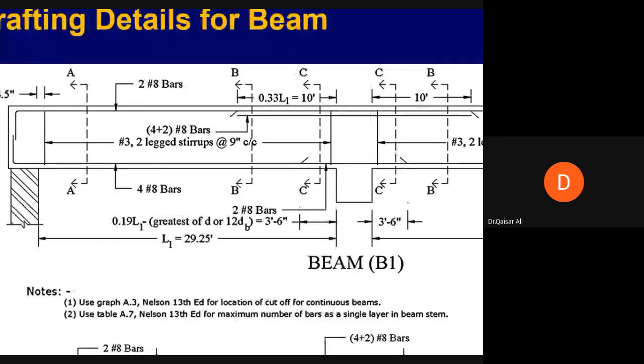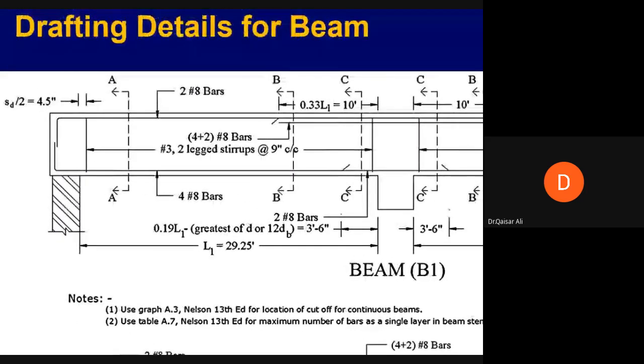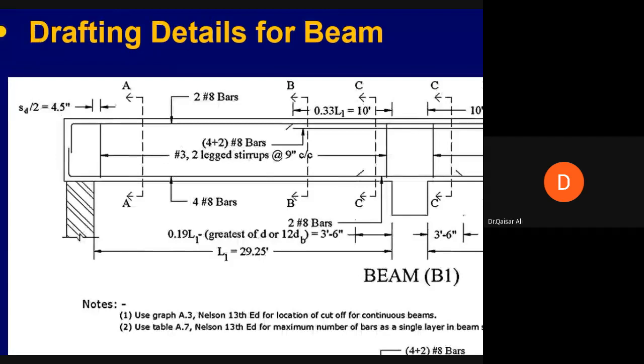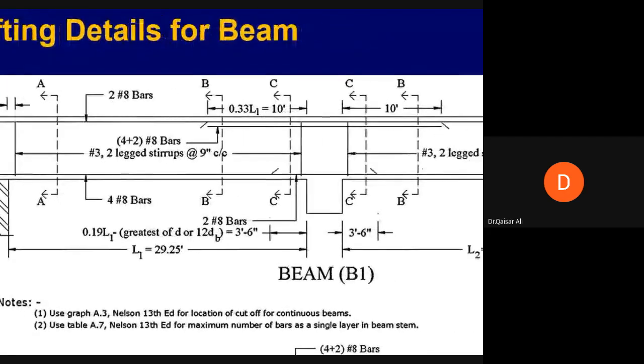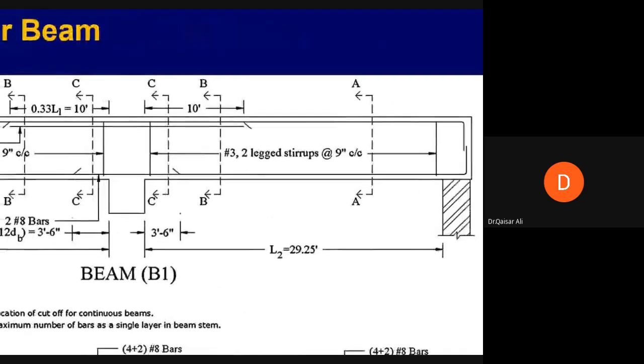The first stirrup is placed at 4.5 inch from the face of the wall, and the rest of the stirrups are number 3 bars placed at the rate of 9 inch center to center throughout.